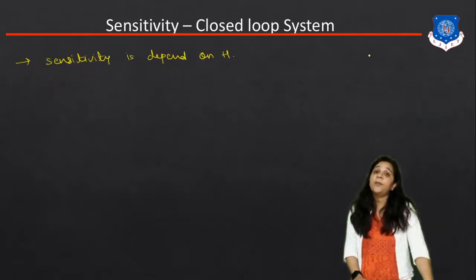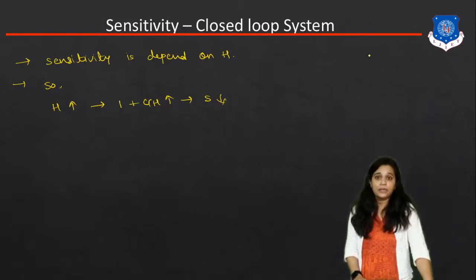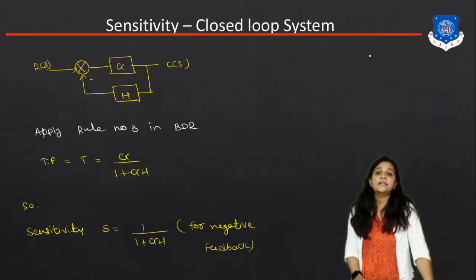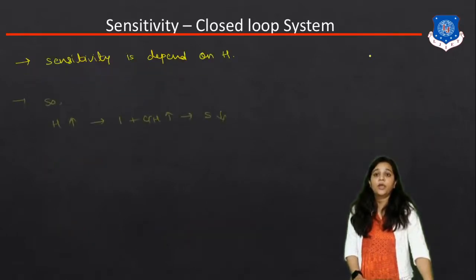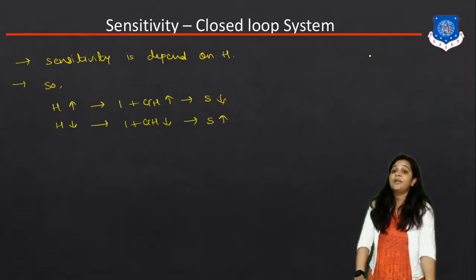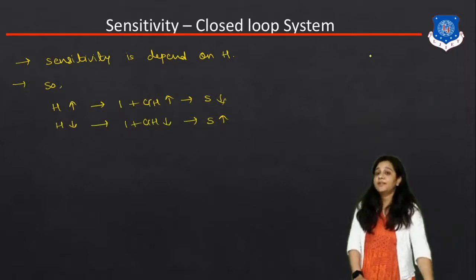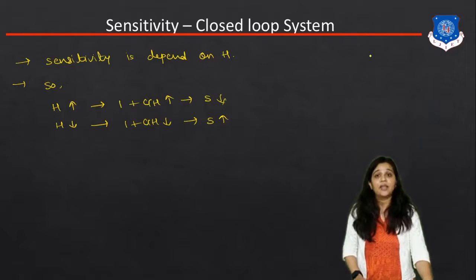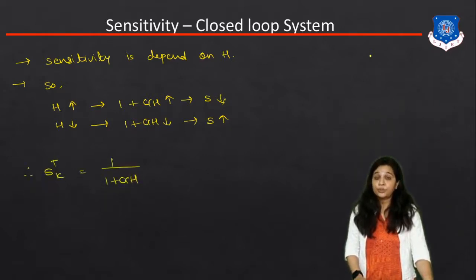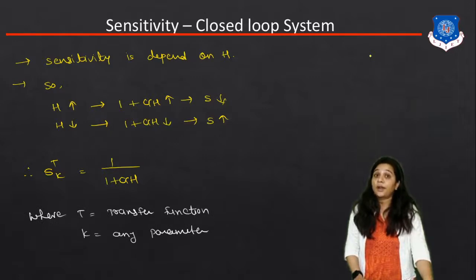Now, sensitivity depends on the value of H. If the value of H is increased, then obviously the value of 1 plus G into H will increase, and so using this equation the value of the sensitivity will decrease. If the value of H is decreased, the value of 1 plus GH will decrease and the value of the sensitivity will increase. So the equation is S_K^T equal to 1 upon 1 plus GH, where T is the transfer function.